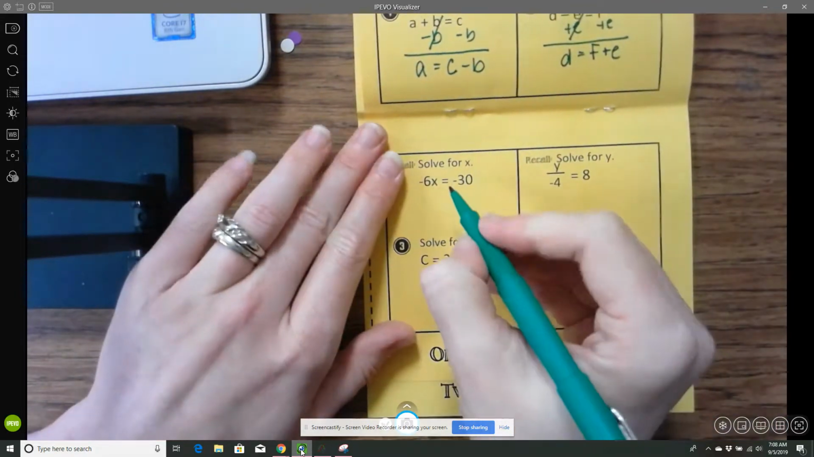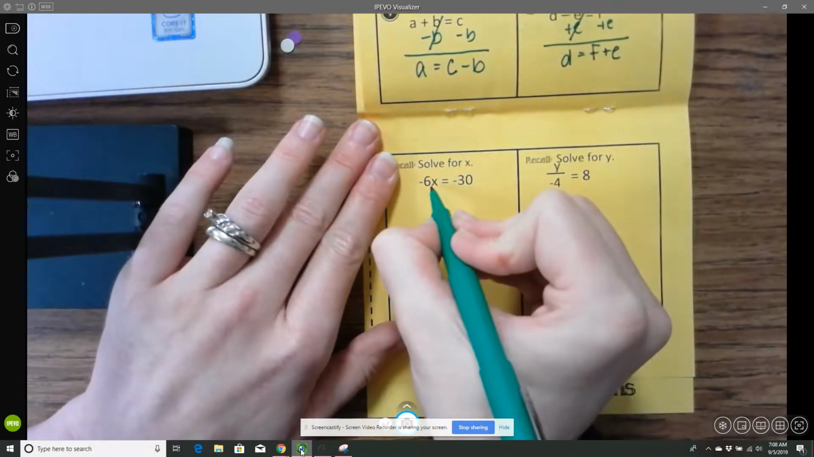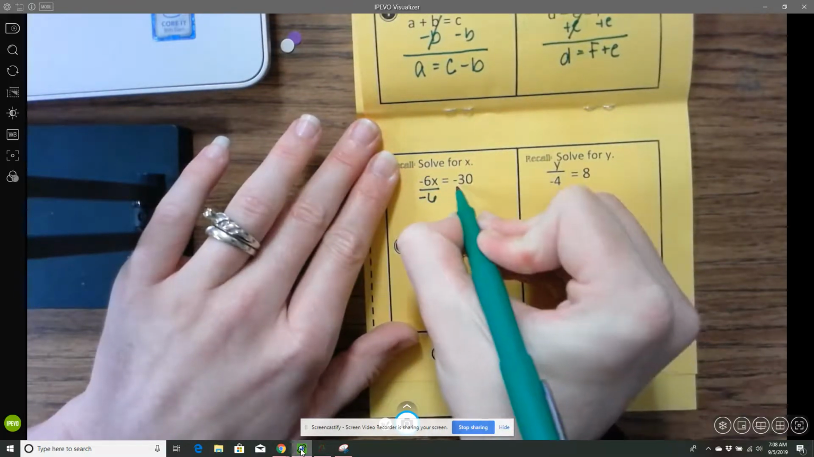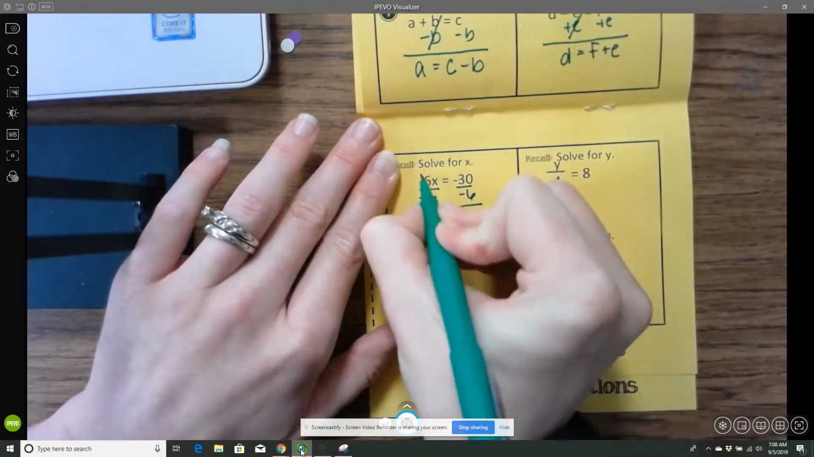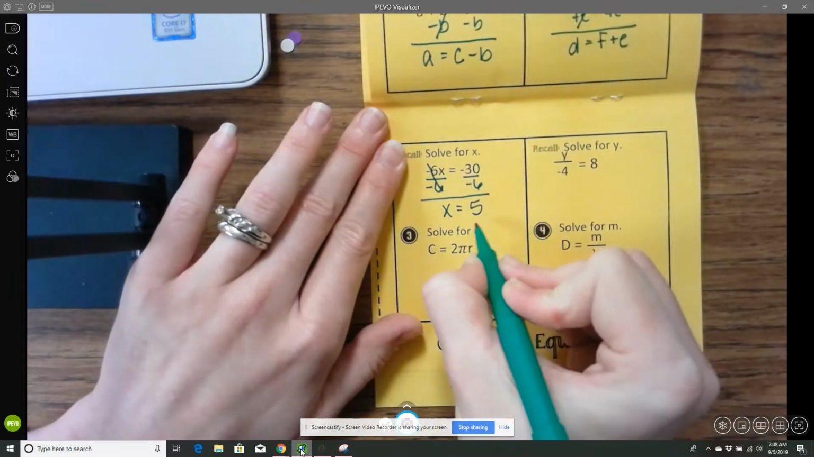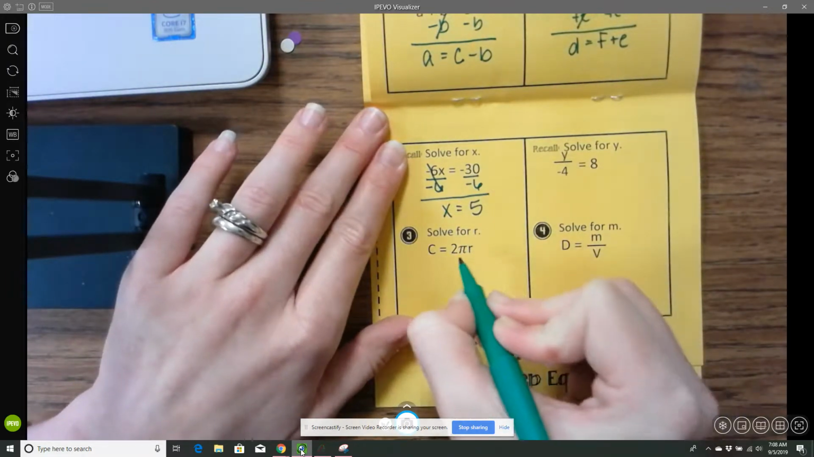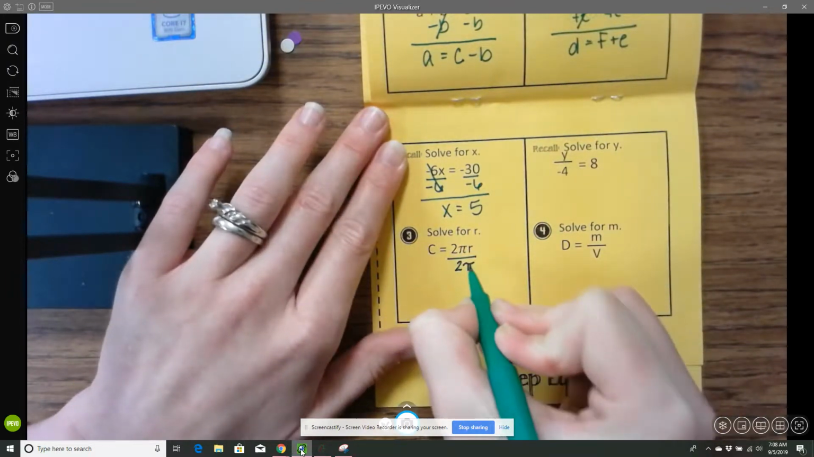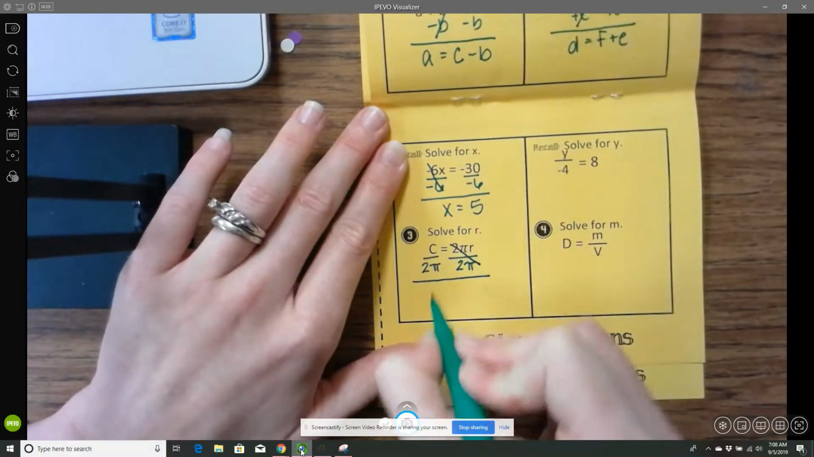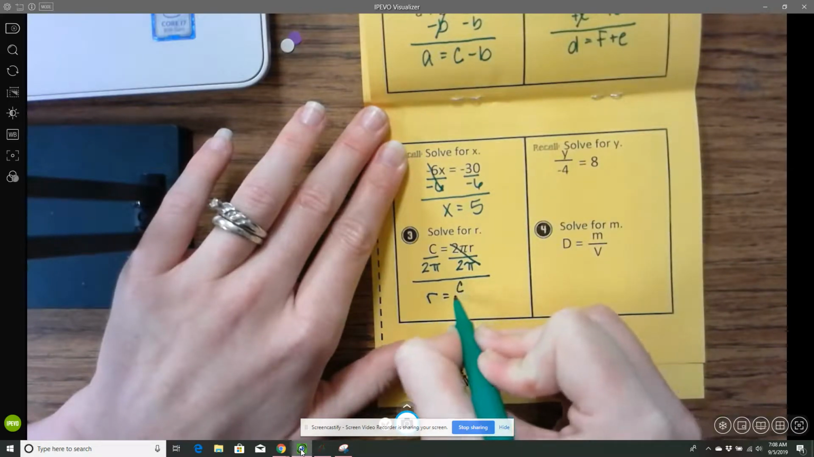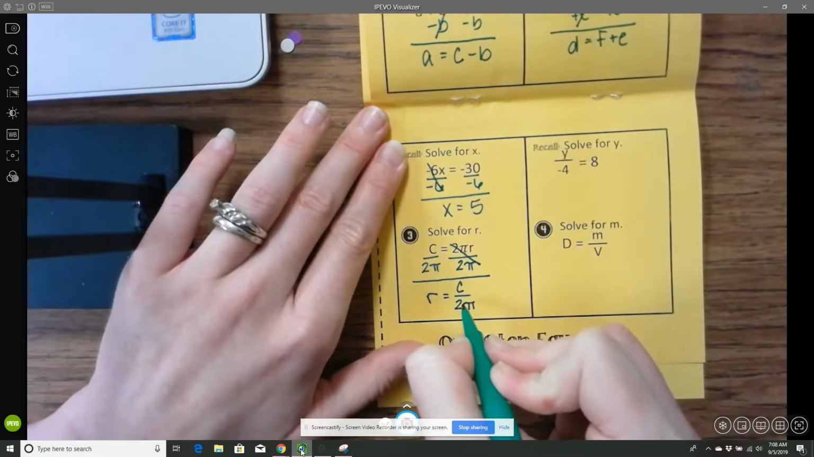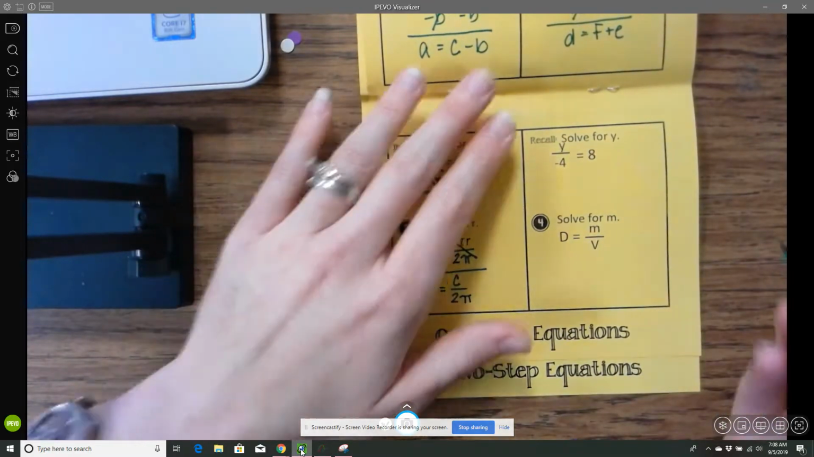All right, so now we've got multiplication. So if we solve this one, negative 6 is being multiplied by the x, so we would divide both sides by the negative 6. This would cancel, and x would equal 5. So here, if I'm going to solve for r, 2 pi is being multiplied by r, so we would divide both sides by 2 pi. This cancels, so I would have r equals c divided by 2 pi. And remember, the other way, c divided by 2 pi equals r would work as well.